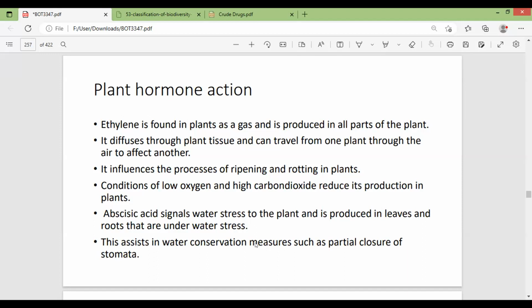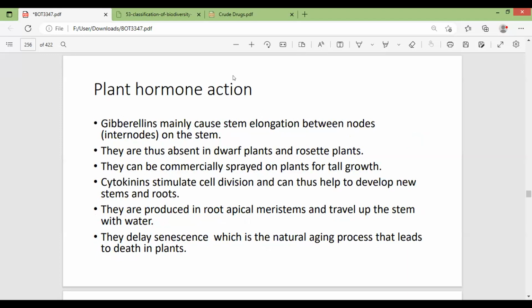Kyle, just a minute. You said, just go to the previous slide kindly. You said they delay aging. That's for gibberellins, yes? No, that's for cytokinin. Gibberellins are for breaking seed dormancy and stem elongation. Okay, thank you. Yes, cytokinins, lateral bud development and delay aging.